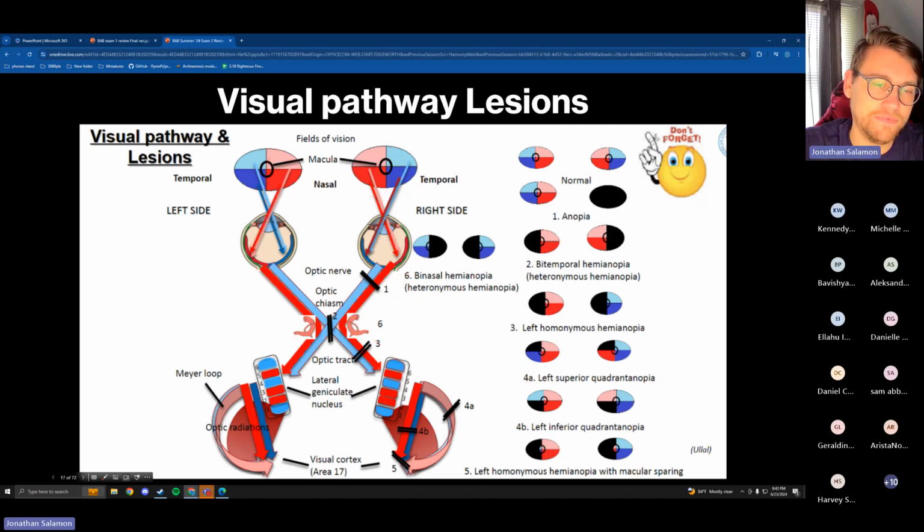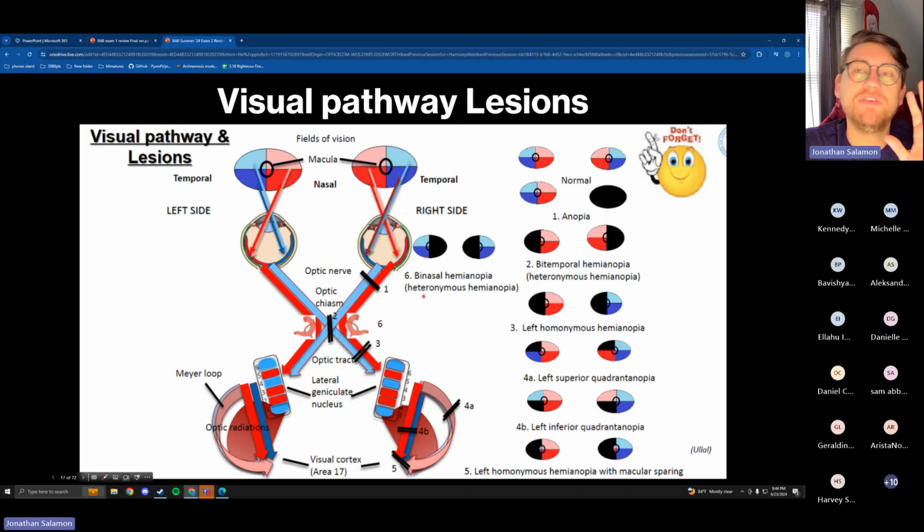So what does this mean? What this means is, because you have one crossing and one not, each side of your field of view, right versus left, travels together after the optic chiasm. So if you lose half of a field of view, you have to have some damage between the optic chiasm and the lateral geniculate nucleus, so your optic tract is damaged.